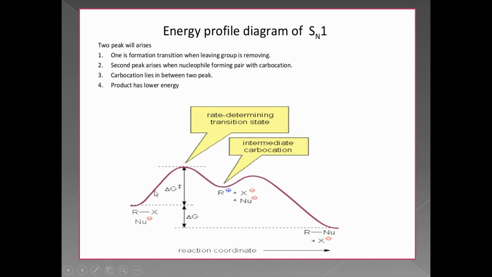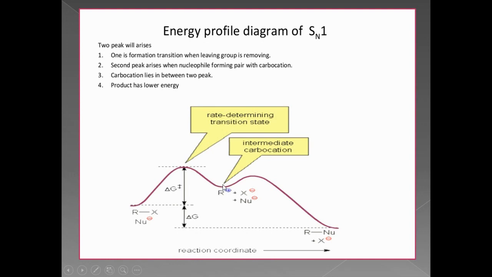For the breaking of this bond, the first transition state comes, and the energy rises from this energy level to this much energy level. This is called the first transition state. After the complete breaking of this bond of R and X, it comes to this lower energy level, where simply the carbocation is generated, the tertiary butyl carbocation. Here slightly the bond is attached, R is attached with X, and here a complete carbocation is formed.